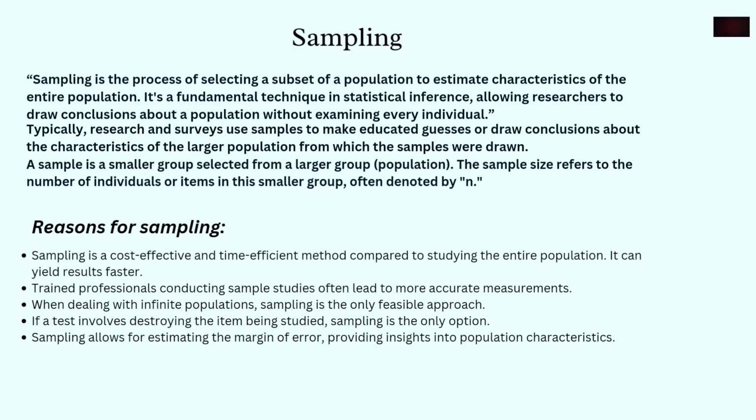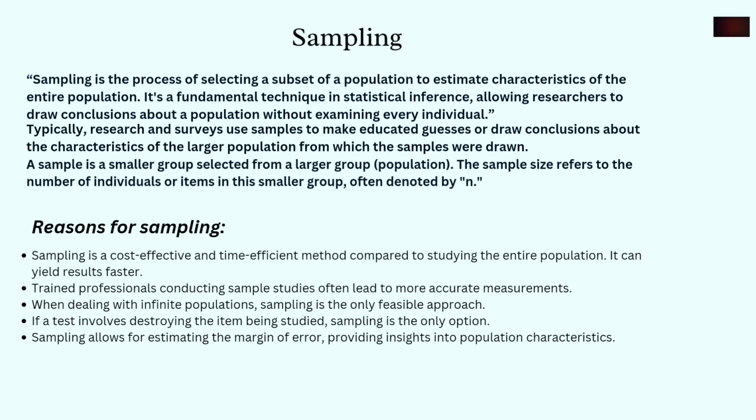What is sampling? Sampling is the process of selecting a subset of a population to estimate characteristics of the entire population. It is a fundamental technique in statistical inference, allowing researchers to draw conclusions about a population without examining every individual. Typically, researchers and surveys use samples to make educated guesses or draw conclusions about the characteristics of the larger population from which the sample was drawn.